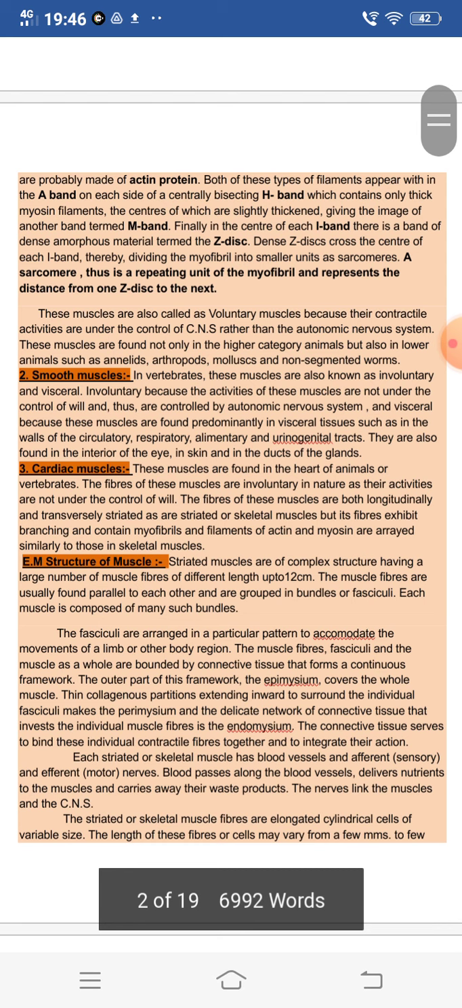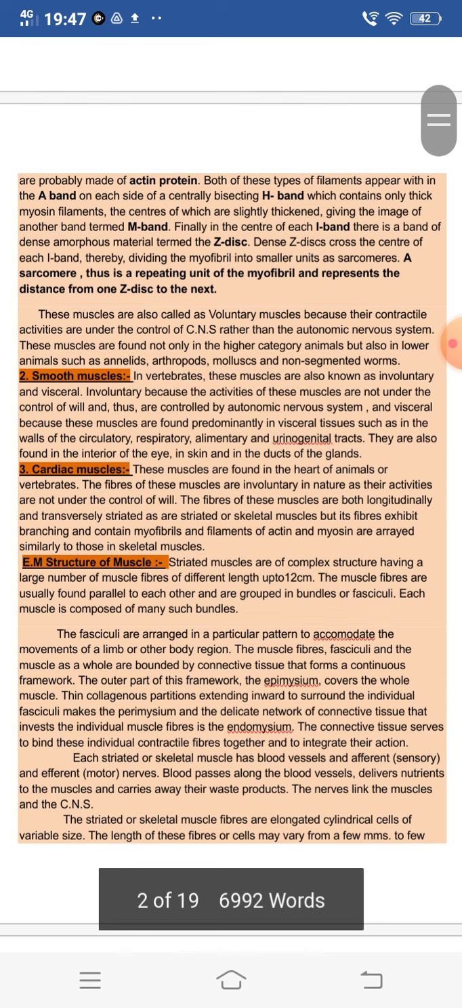Then the second type of muscles are the smooth muscles. In vertebrates, these muscles are also known as the involuntary and visceral muscles. Involuntary because the activities of these muscles are not under the control of the central nervous system, or not under the control of will, and thus they are controlled totally by the autonomic nervous system. And visceral because these muscles are found predominantly in the visceral tissues or visceral organs.